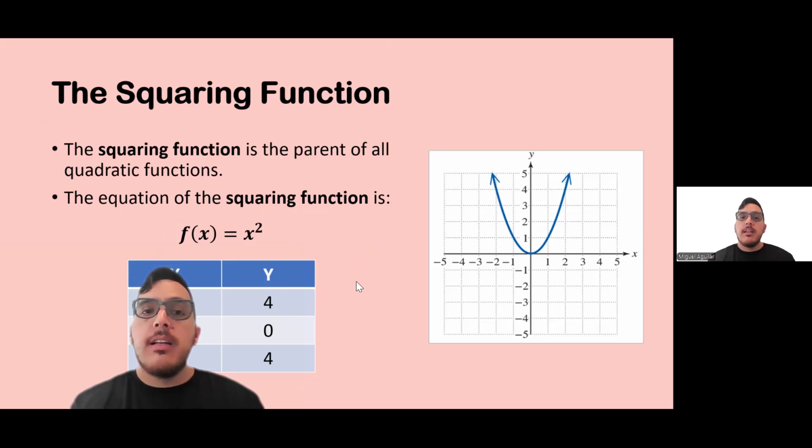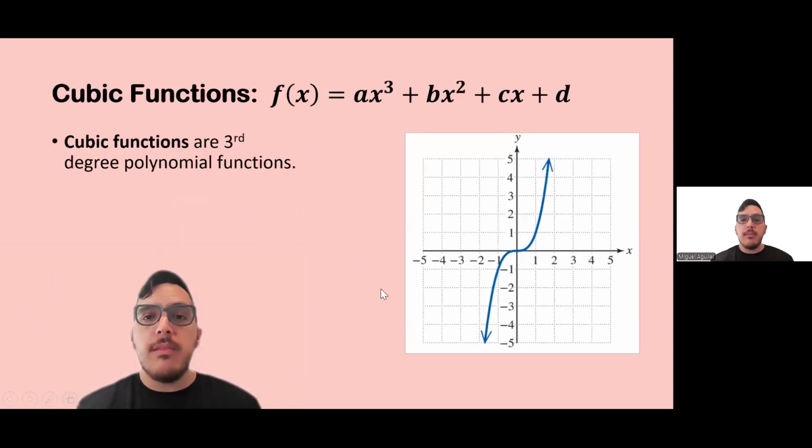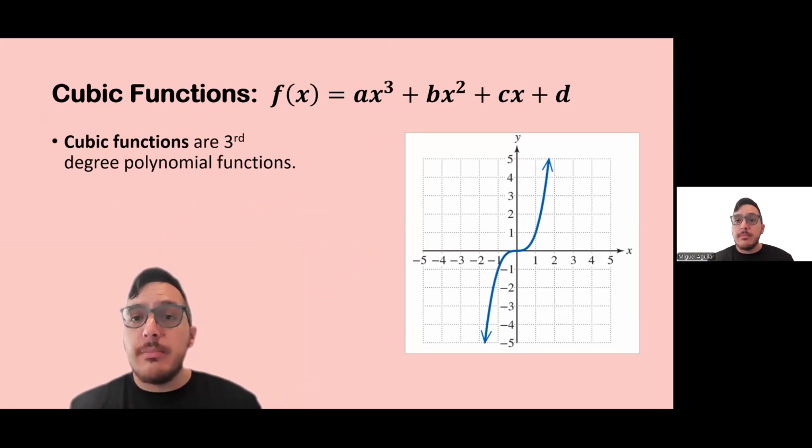All right. So for quadratic functions, or the squaring function, we should expect a U-shaped graph. The next kind of polynomial function is a third degree polynomial function. We call these cubics. Some of you might be familiar with the term cube. When you raise something to the third power, we say that it is cubed.